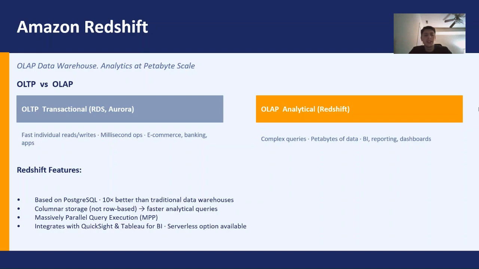Redshift is based on PostgreSQL, but is not used for OLTP. It's a data warehouse. You load data periodically, say once per hour, and run complex analytics.